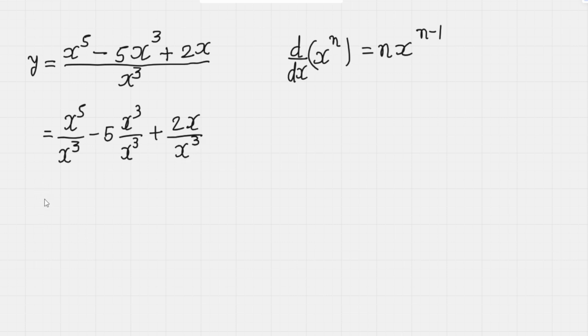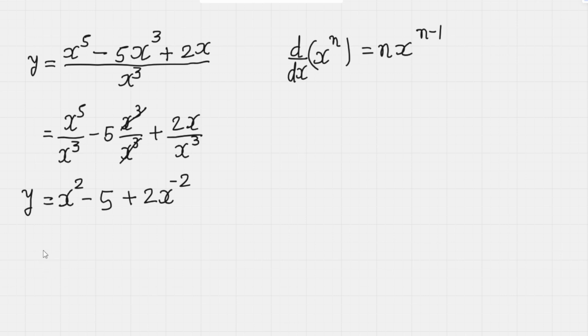Now let us simplify this. So x raised to 5 divided by x cube will be x square, minus 5, since the x cube terms cross out, and plus 2 divided by x square can also be written as 2 times x raised to minus 2. So our y is x square minus 5 plus 2 x raised to minus 2.